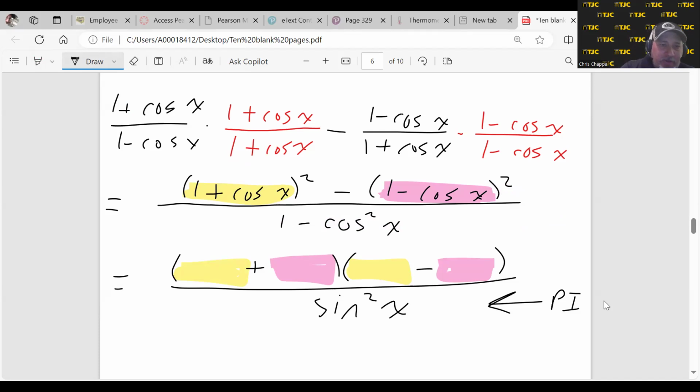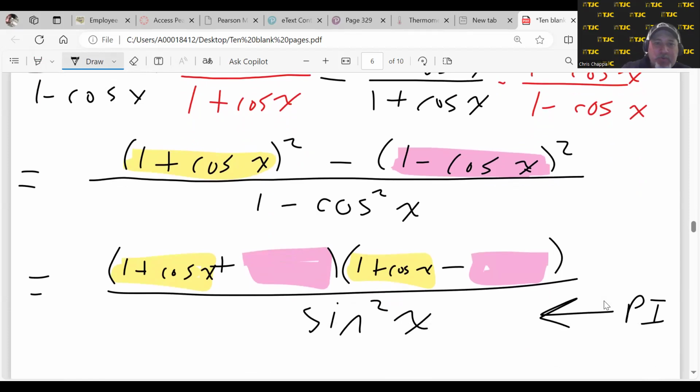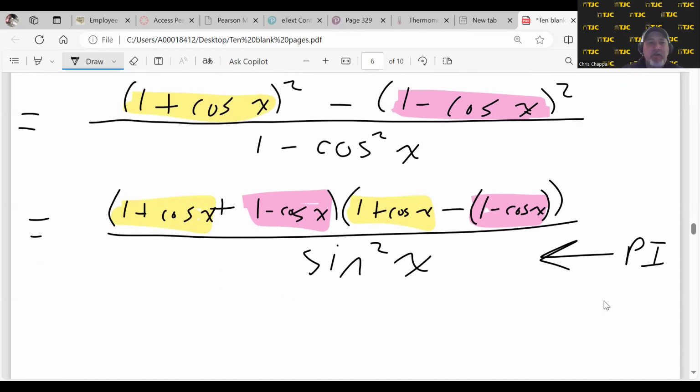So the first yellow thing, the thing in yellow, was 1 plus cosine of x. Hope I have enough room to write this. 1 plus cosine of x. And let me zoom in on this. There we go. And the thing in pink was 1 minus cosine of x. So it's a larger scale difference of squares. Now, here's where you've got to proceed with caution. The one that I just wrote here in the second pink box is part of a subtraction problem, which means that minus applies to all of that. So let's clean this up and see what happens.